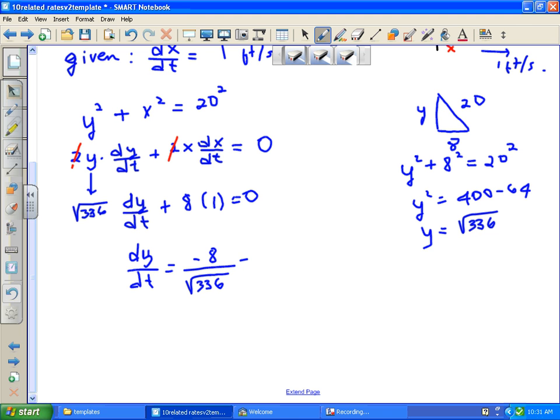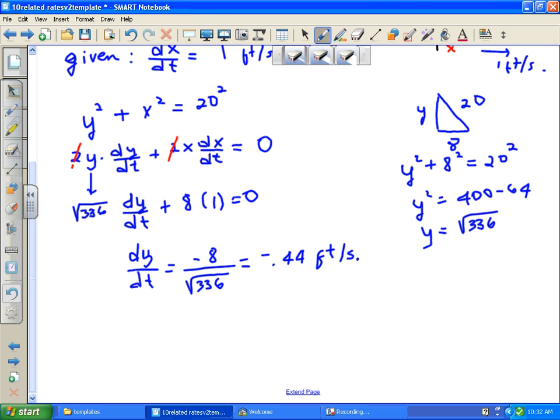Anybody who got a decimal answer for us? And it should be negative, right? Negative 0.4 or 0.44, either one would be okay as far as I'm concerned. And the units would be feet per second.